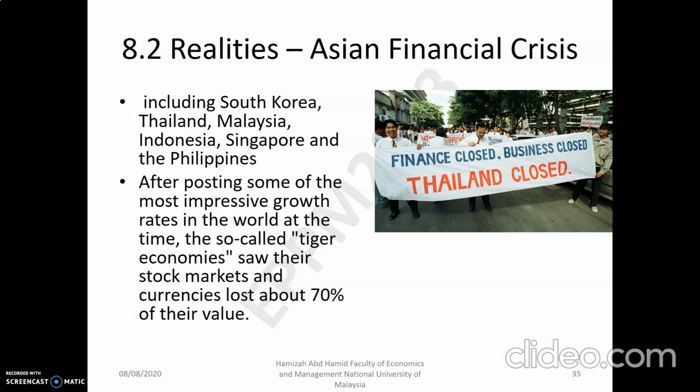Asia also experienced a financial crisis. This happened around 1997-1998. It started in Thailand. The countries affected were Korea, Malaysia, Indonesia, Singapore, and the Philippines. This was when the tiger economies were rising. Tiger economies include South Korea and Singapore. So these countries were thriving, but after the financial crisis, they went down for a while. The currencies lost about 70% of their value.